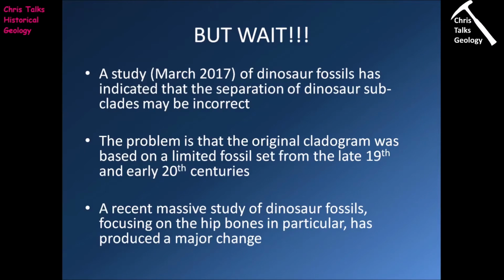Now, a set of recent studies from 2017 has indicated that the separation of the dinosaurs that we were just speaking about may not actually be correct. The problem is that the cladogram that we were just looking at was based on a relatively limited fossil set from the late 19th and early 20th century. Of course since then we've been able to collect a substantial amount of additional data. Now, a recent very large study of dinosaur fossils focusing primarily on the hip bones has produced a very substantial change to the cladogram we were just looking at.